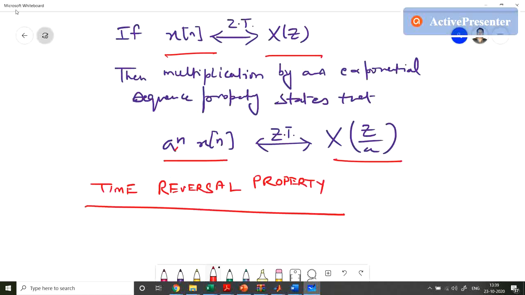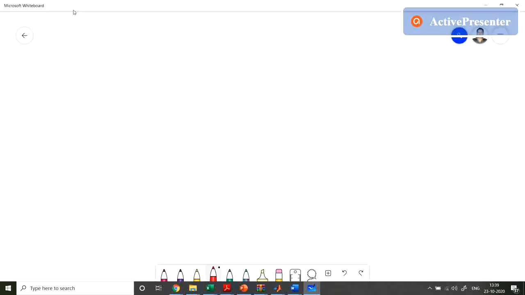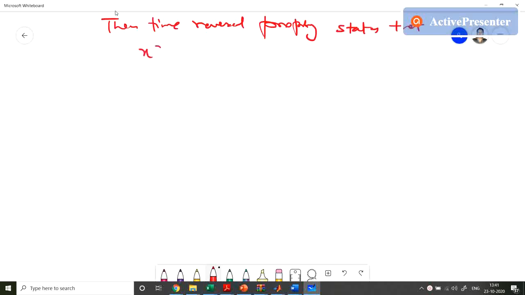Then we have the time reversal property. The property says that if x[n] has Z transform X(z), then the time reversal property states that if we take x[minus n], the Z transform is equal to X(1 by z).